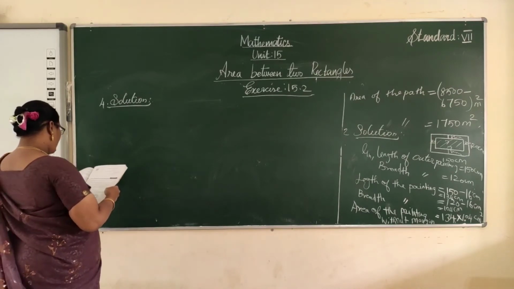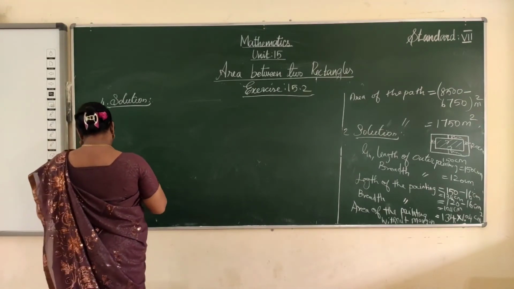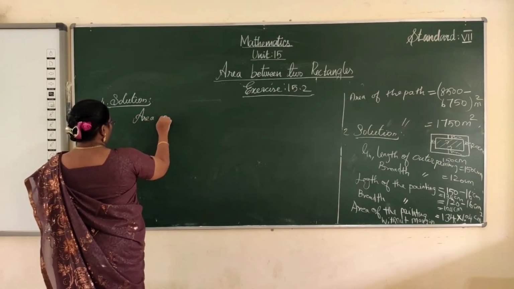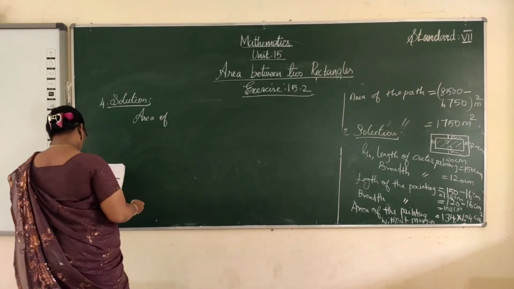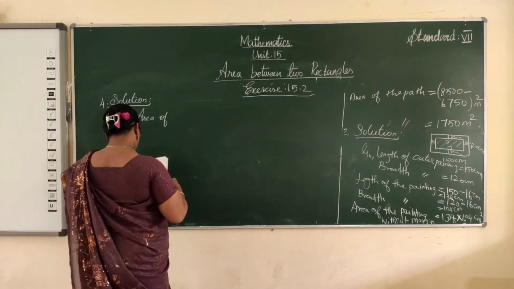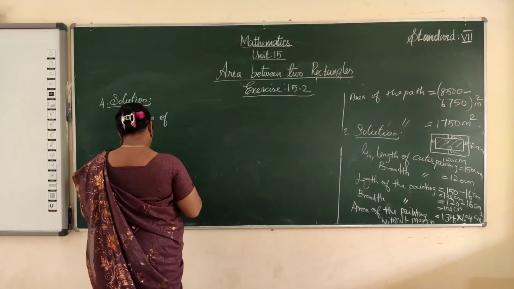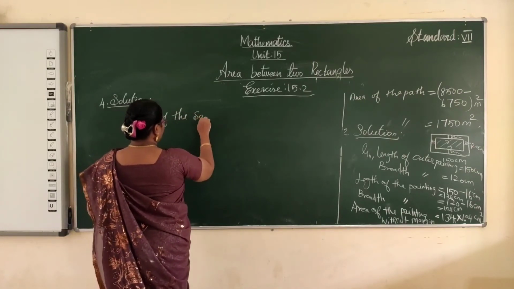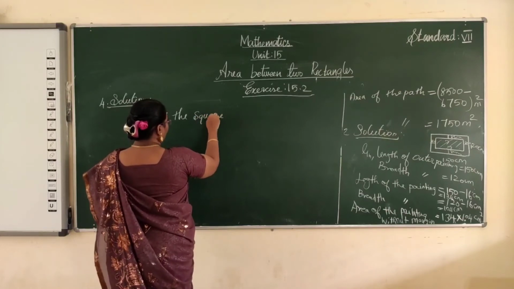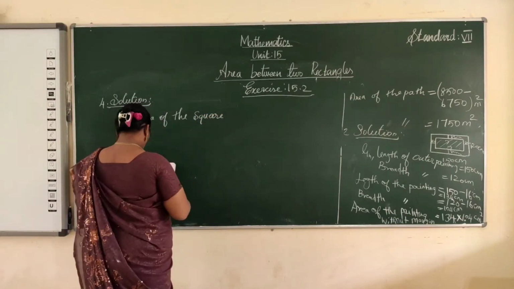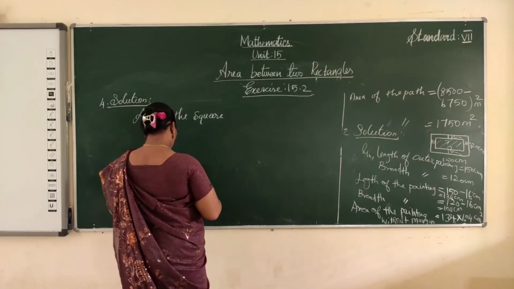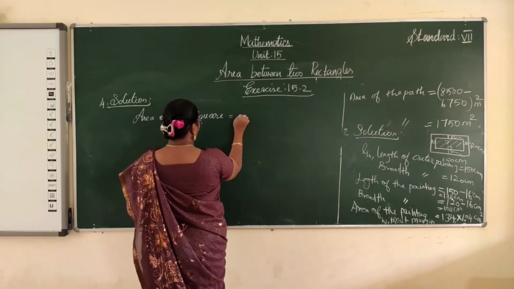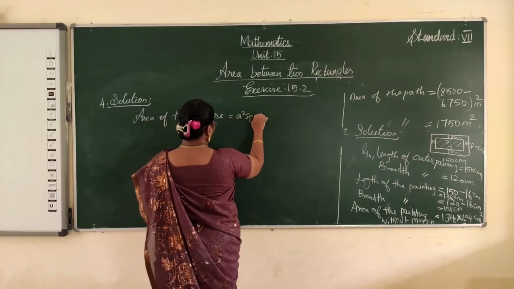The side of the square plot. Okay, so area of the square plot, the middle is given. Area of the square is equal to a square units.